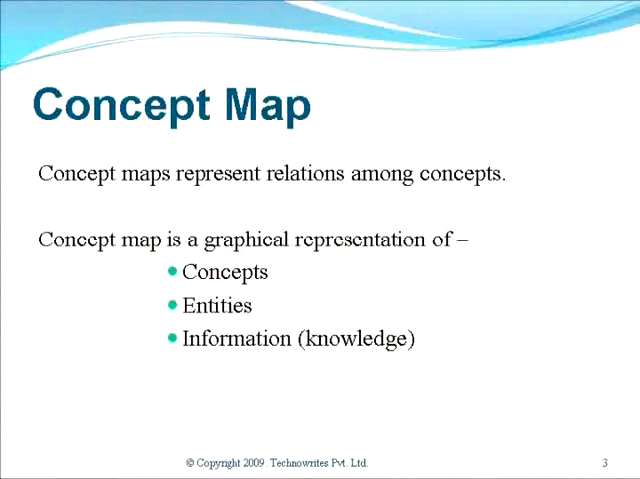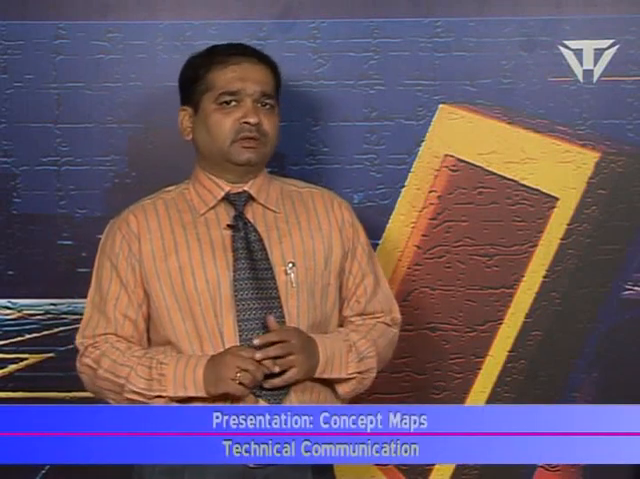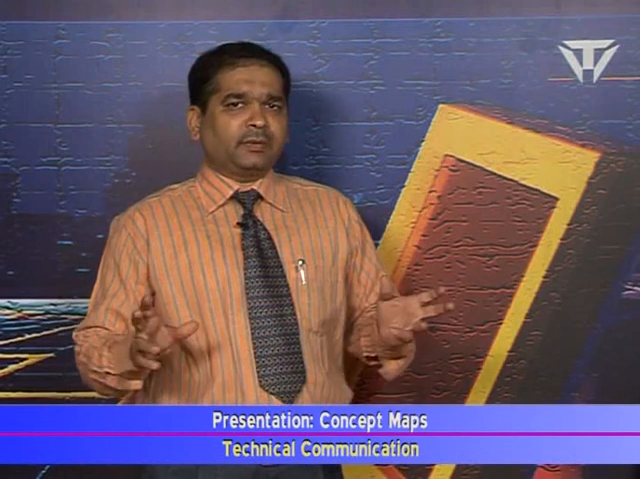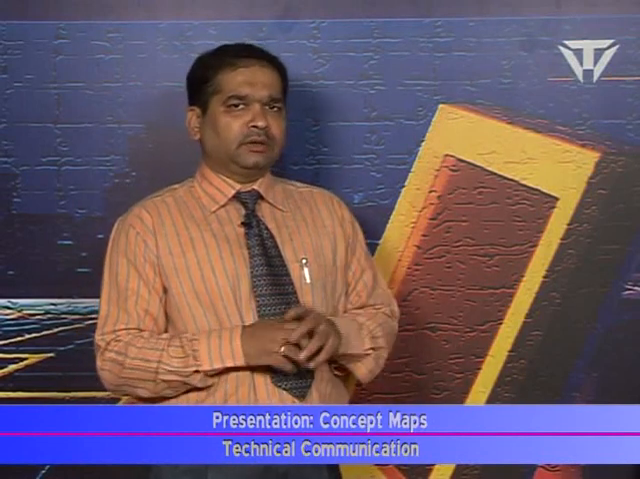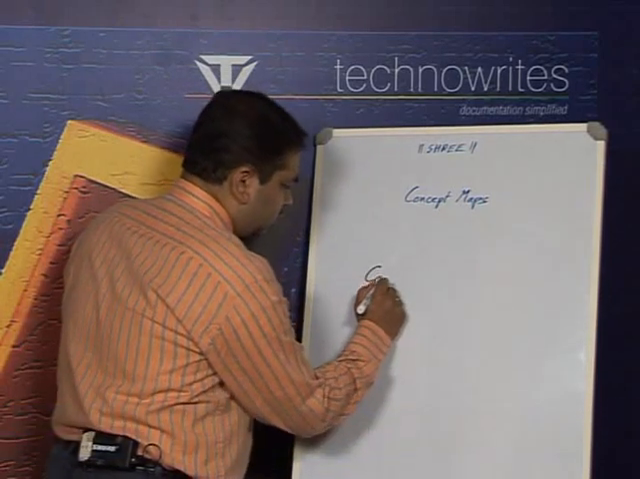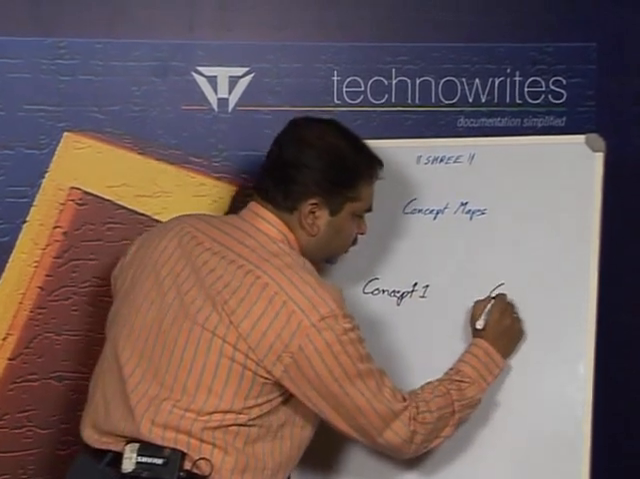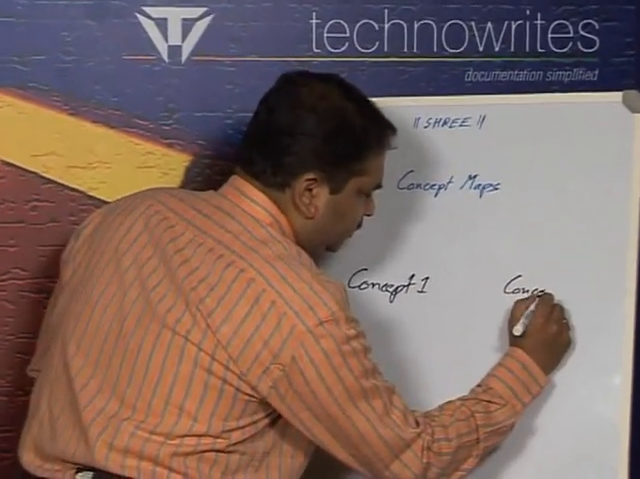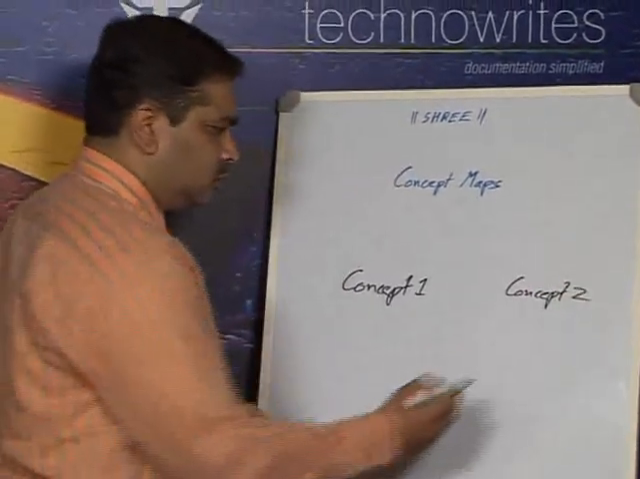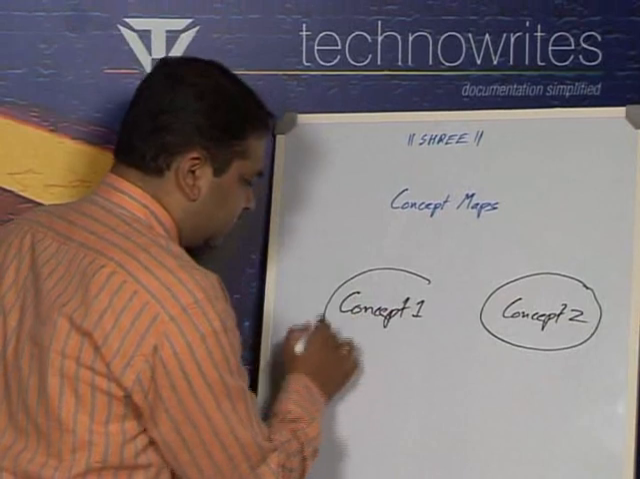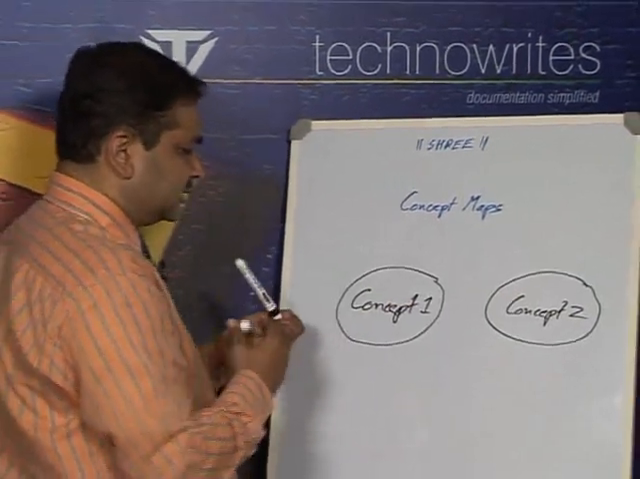So let's first understand what is a concept map. We'll go to the next slide. A concept map is a diagrammatic representation used to indicate relationships between concepts, entities and pieces of information. So concept map is a visual. Let me draw the visual for you. Let's say I have got concept 1 and I have got concept 2. Now I represent the concepts in circles and then I join the concepts if they are related.